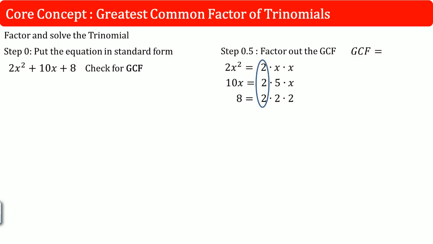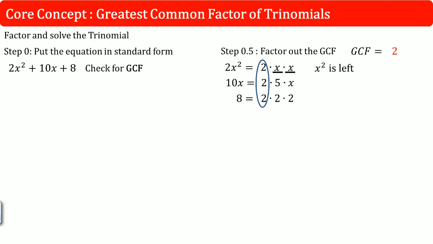And so our GCF here was 2. So those values have something in common. And what they have in common is the number 2, which is the greatest common factor. Let's underline what was left. So x and x, so an x squared was left.